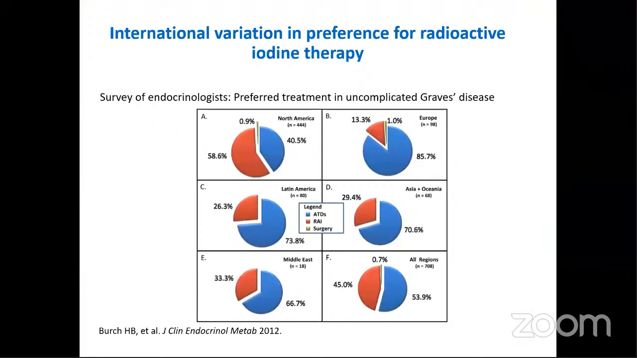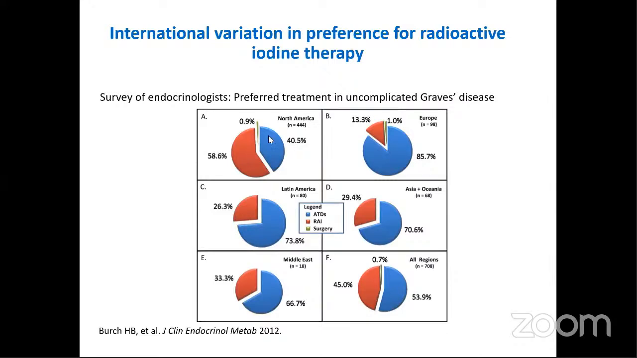Radioactive iodine has been used in the management of benign and malignant thyroid diseases since the 1940s, and it's one of three main treatment options for patients with Graves' disease. As you can see from this figure, there is substantial geographic variation in terms of physician preference for these three treatment types.